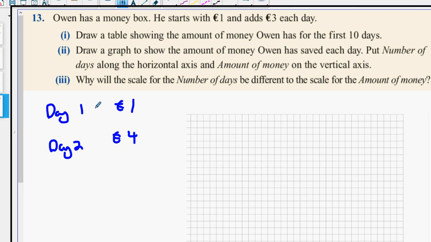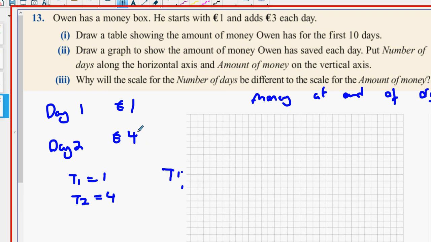I interpret this question as he puts in the €3 on the same day as he starts. Does that make sense? So what I'm doing is I'm giving you the money at the end of the day. So I say money at end of day. Somebody else could say T1 is 1, T2 is 4. Another person could say T1 is 4, T2 is 7. The questions are slightly ambiguous.